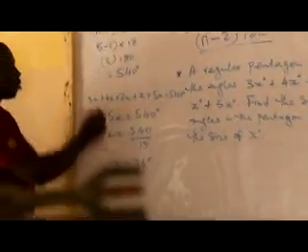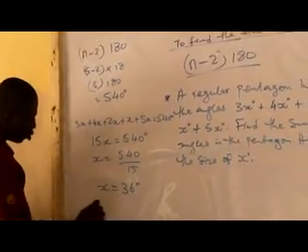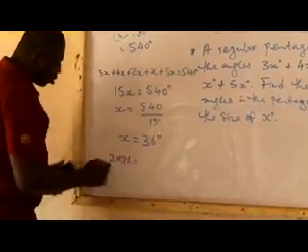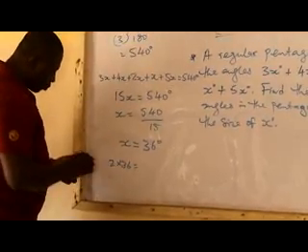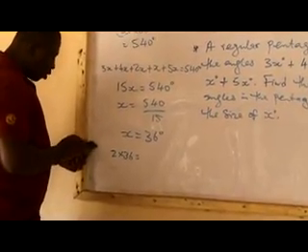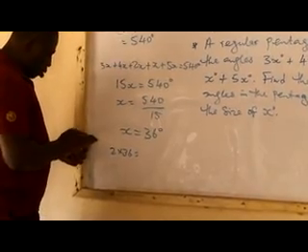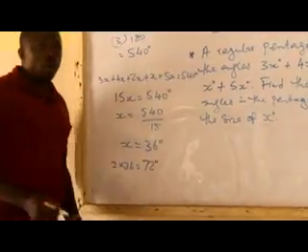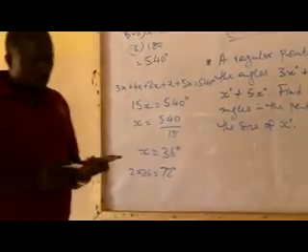Then the size of the angle that is 2x will be 2 times 36, which gives us 72 degrees. It is just the size of each one multiplied by x. It will give you that one.